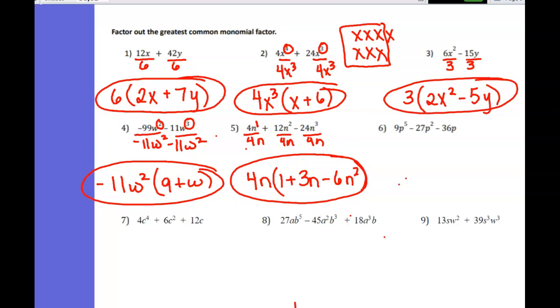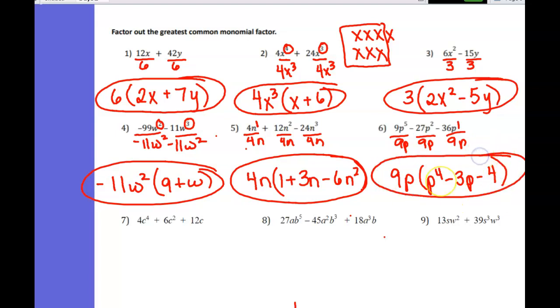Greatest common factor would be 9, and our p would just be, let's see, to the first power. That's the lowest one. All right, so let's take each of these terms and divide by 9p. Okay, when we do that, we just get p to the fourth, because the 9's cancel out. Negative 27 divided by 9 is negative 3. P, and then we've got negative 36 divided by 9 is negative 4, okay, and your p's would cancel out. Okay, so there's your answer there.